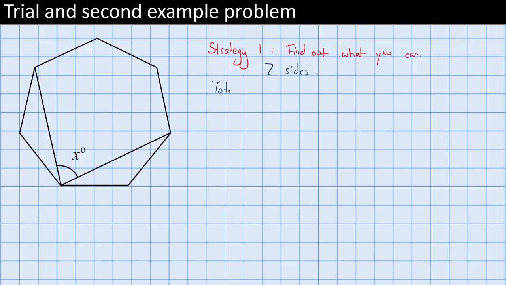Let's go for our total internal angles. It's going to be 7 take away 2 times 180, which we know is 900 degrees. We also know that one internal angle, because this is a regular shape, is going to be 900 divided by 7, which we said last time, and I have forgotten, is 128.571.